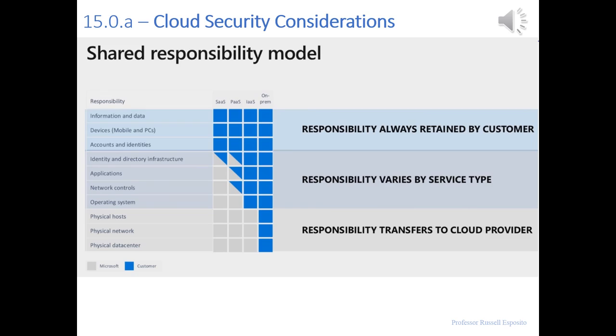Move one over to the left again, and now you have platform as a service, and these slashed triangles indicate that there's shared responsibility. So for platform as a service, the customer is responsible for the information, the data, the devices attaching to it, the accounts, the identities, obviously. And then there's some shared responsibility for identity management, the application, and the network controls.